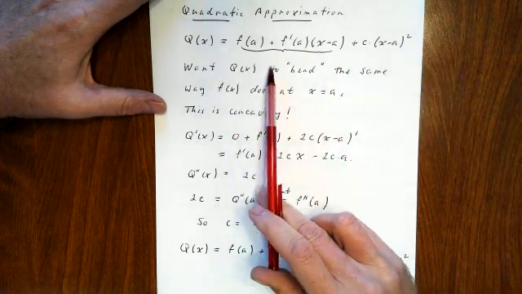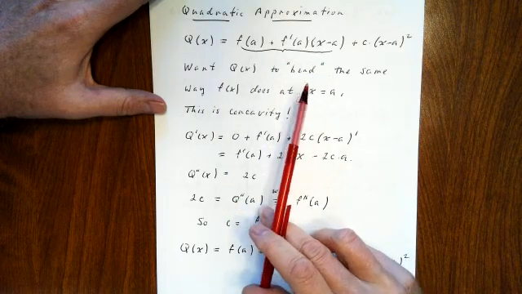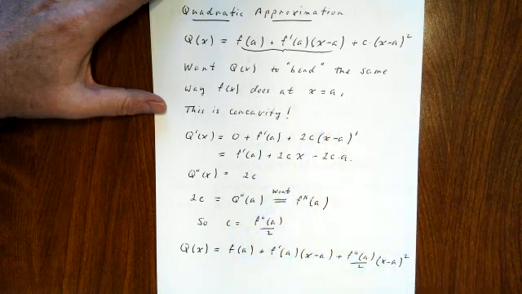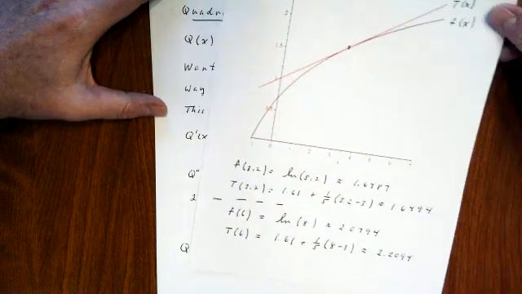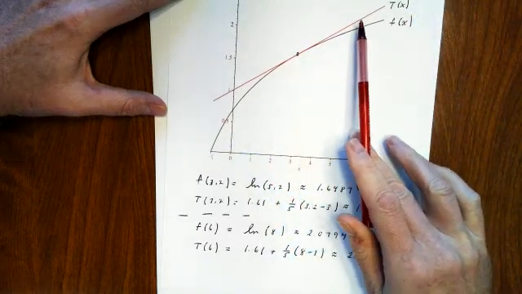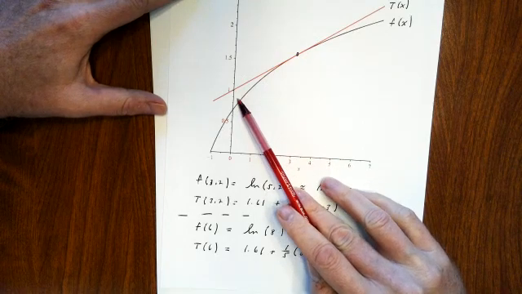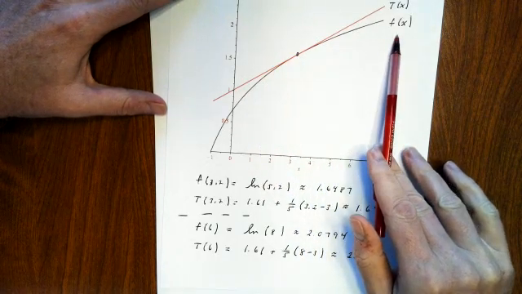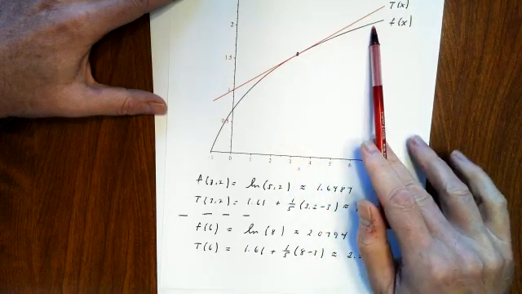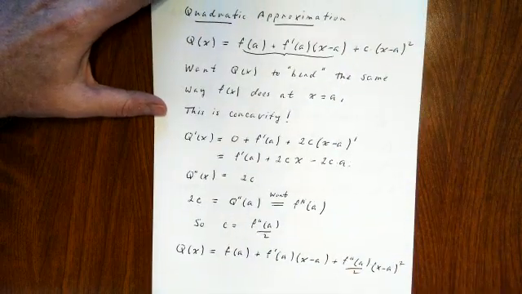Well, we need to take this tangent line and we need to bend it somehow so that it bends in the same way the function does at x equals a. So if I go back and look at my example, my tangent line was straight, but what I want to do is take this tangent line and modify it to get a parabola which approximates the function f better.